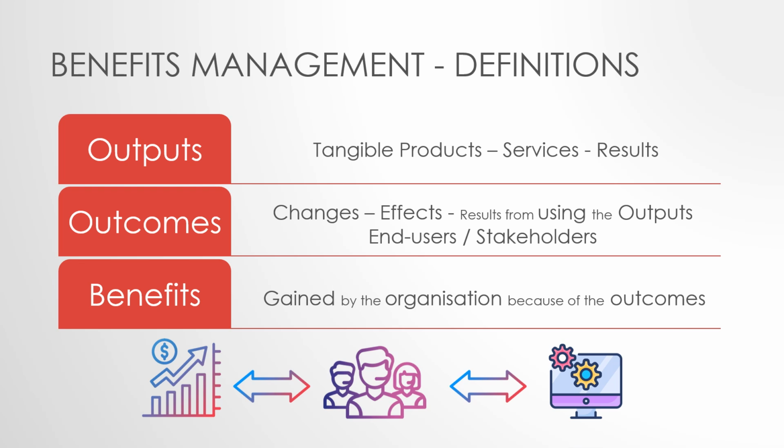So in summary, outputs are what the project creates. Outcomes are the changes that happen because of the outputs, while benefits are the long-term advantages gained from the outcomes. Hope I made it clear and simple for you. Please let me know in the comments section if you still have any doubts around these three terms.